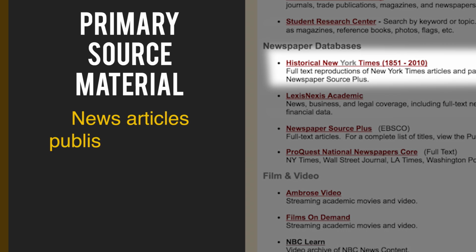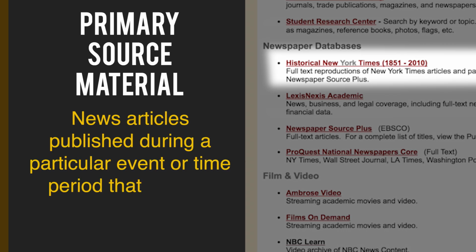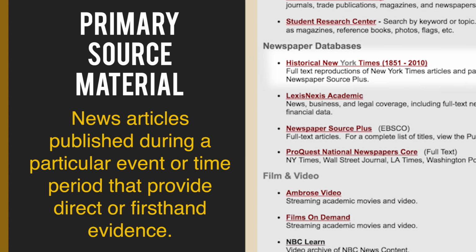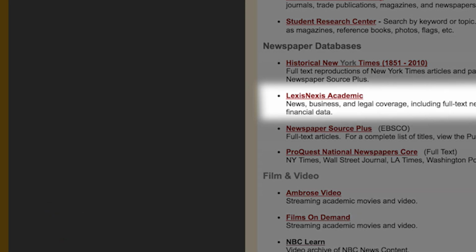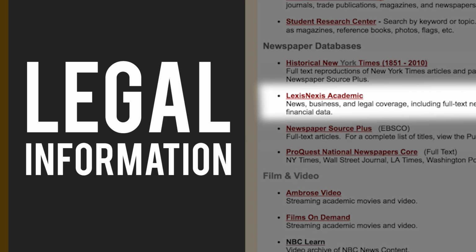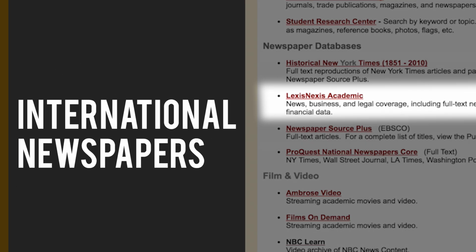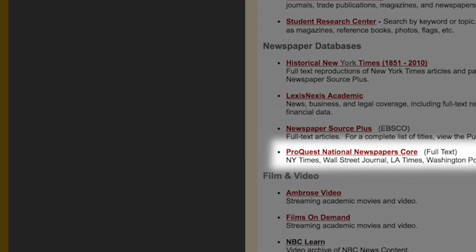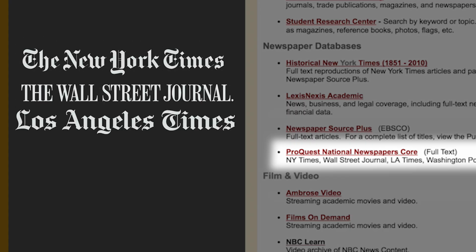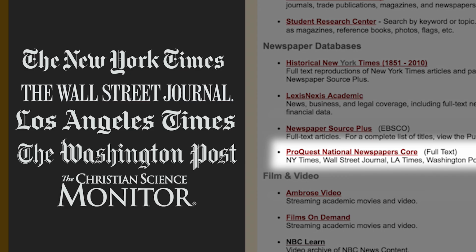Newspaper articles published during a particular event or time period are considered primary sources if they provide direct or first-hand evidence. LexisNexis Academic provides legal information and is a great resource for finding articles from international newspapers. ProQuest National Newspapers Core provides articles from the 5 most highly regarded newspapers published in the United States. They are the New York Times, Wall Street Journal, Los Angeles Times, Washington Post, and Christian Science Monitor.